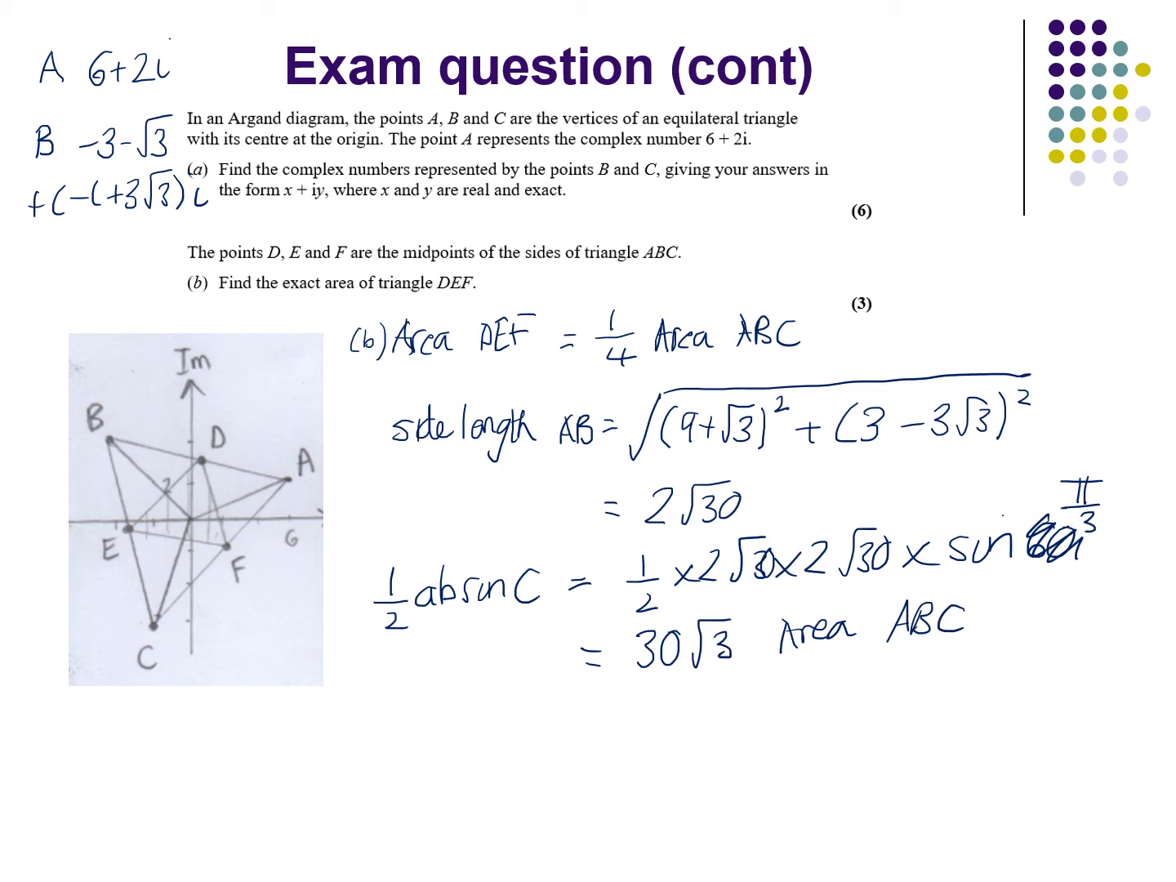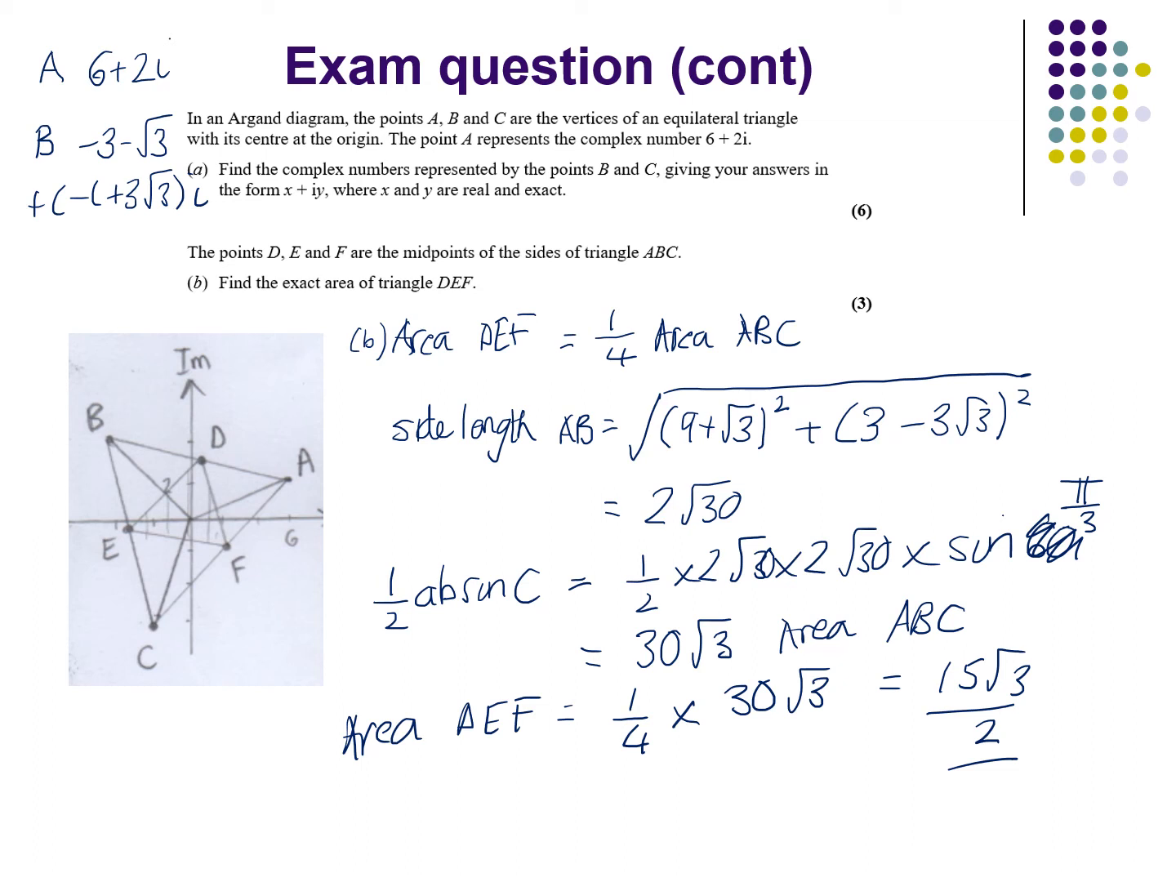So my final bit for the question then is area of DEF equals a quarter of the area ABC, which is equal to 15 root 3 over 2. 3 marks. That was quite a lot of work, but I do think that you could have made it a lot more difficult for yourself if you didn't draw yourself a diagram and spot the link between these.